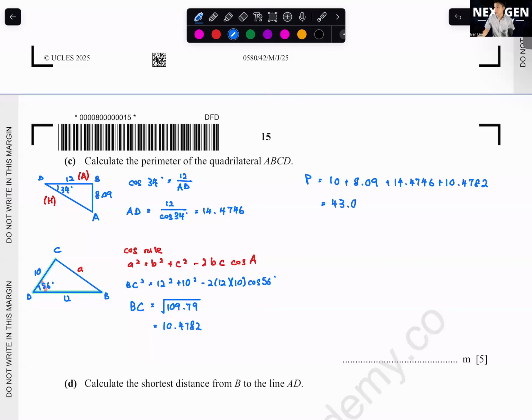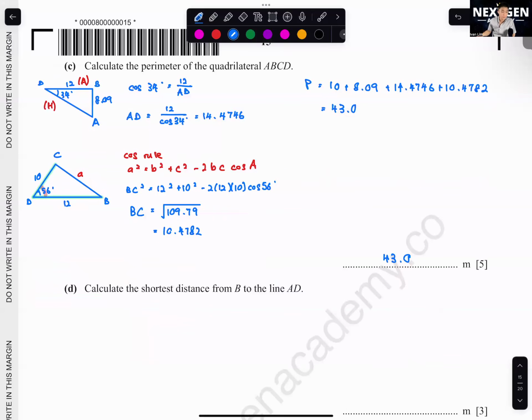43.0. So the answer they allow is between 43.0 to 43.1. So try not to round it up to 43 also. Even though it's 43.04, according to mine, it's 43.0428. Is it acceptable? Sometimes it depends on the marker. But because the exact value is not 43, to be safe, you always write it to 3SF.